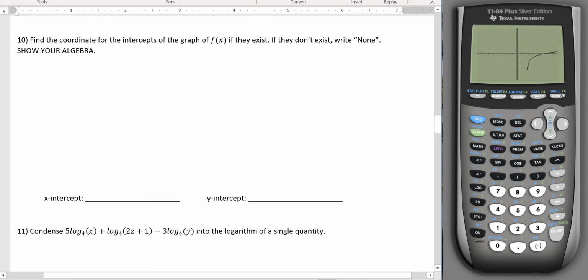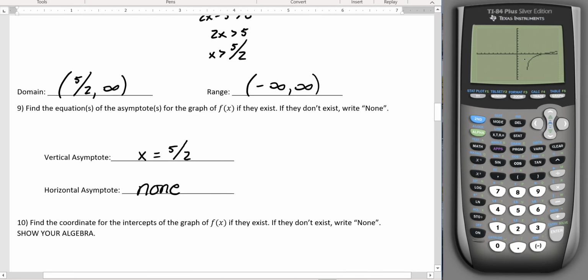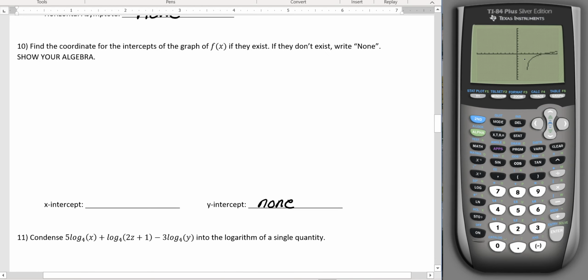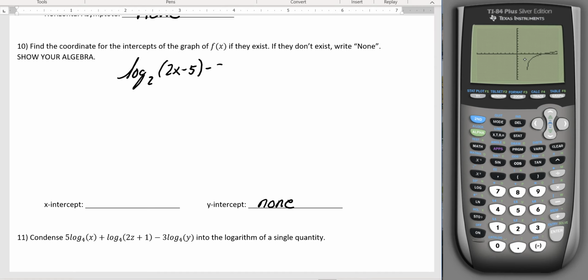Okay, so I can look here at my graph. If my vertical asymptote is at 5 halves, this is never going to cross the y-axis. So for y-intercept, I can go ahead and write none. For my x-intercept, I need to copy down this problem here. Log base 2 of 2x minus 5 minus 3. So I say log base 2 of 2x minus 5 minus 3 is what y equals.